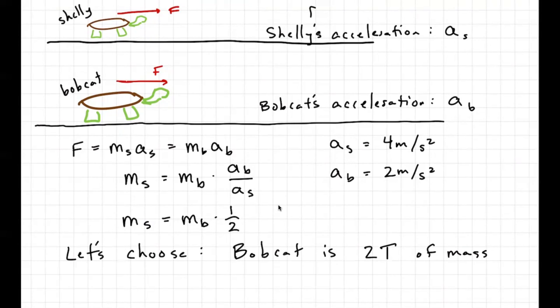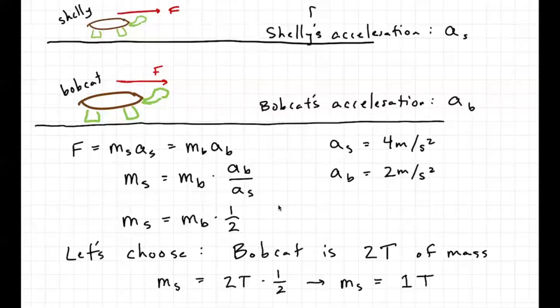So if we know that, or if we take that as a given, then we can find Shelly's mass, because Bobcat's mass is now 2 turtles, and Shelly's is 1/2 of that. So Shelly's mass is just 1 turtle. So Shelly is a unit turtle. Bobcat is 2 turtles. And now I am talking about mass absolutely. And I can talk about the effect of force more directly.